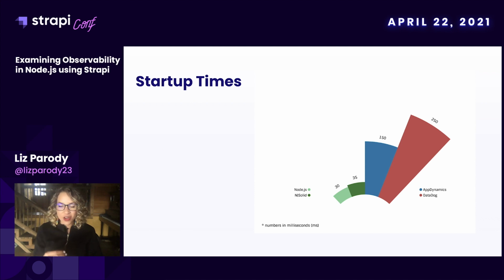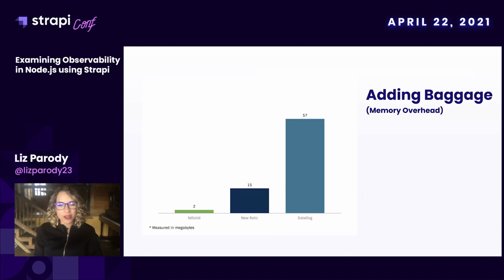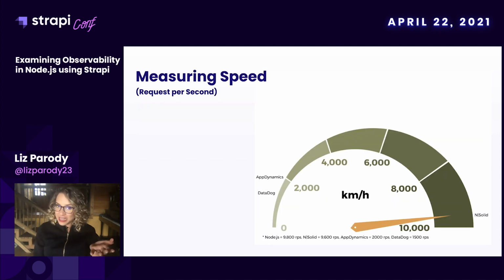For startup times, we can see that Node.js takes 30 milliseconds, followed by NSolid with 35 milliseconds, then 150 and 250 milliseconds by AppDynamics and Datadog, which is an increase of 600%. Adding baggage or memory overhead, NSolid only adds 2 megabytes of memory, while New Relic and Datadog add 15 and 57 respectively. Finally, measuring speed, NSolid is the fastest one with almost 10,000 requests per second, then AppDynamics with 2,000 RPS and Datadog with 1,500 RPS.